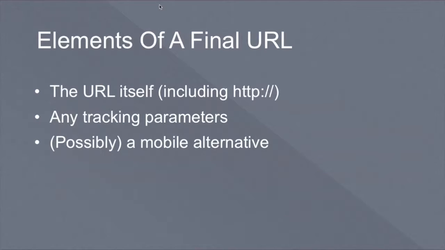Now there are a few different elements itself. So the first thing that's clearly in a destination URL or a final URL is actually the URL. What is the page URL you're going to send them to? This always in AdWords includes the full HTTP and the www, if that's what you're using. It includes the full URL. It also has an element in there called tracking parameters, if you choose to use them, and I recommend you do, and I'm going to show you how. And it also includes a mobile alternative.